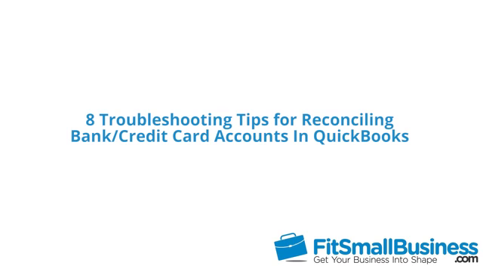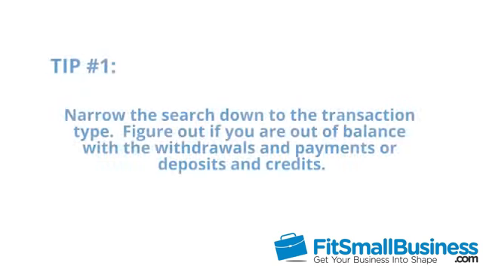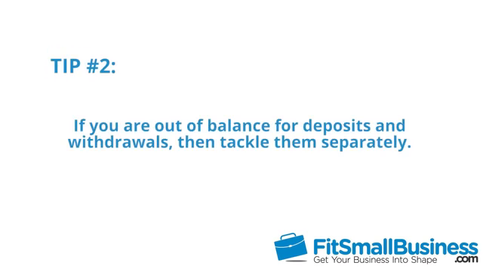Try some of these tips if you're having trouble getting to a zero difference between what's in QuickBooks and what's on your bank statement. Tip number 1, if possible, narrow the search down to the transaction type. Figure out if you are out of balance with the withdrawals and payments or deposits and credits. Tip number 2, if you are out of balance for deposits and withdrawals, then tackle them separately. In other words, balance withdrawals first and then move on to deposits and credits or vice versa.